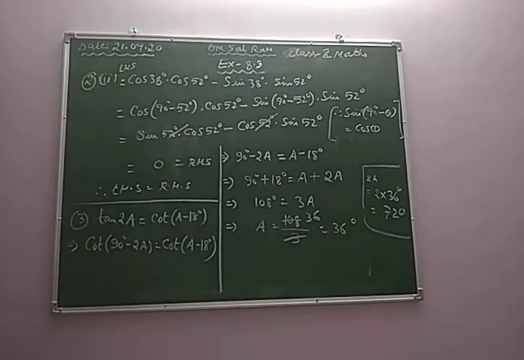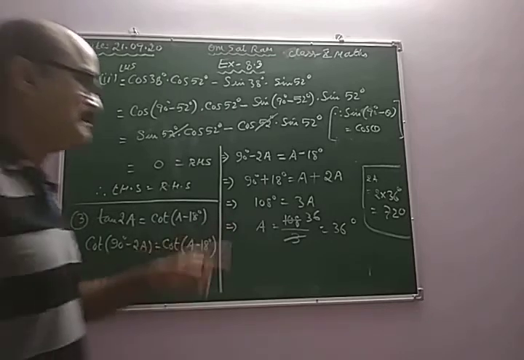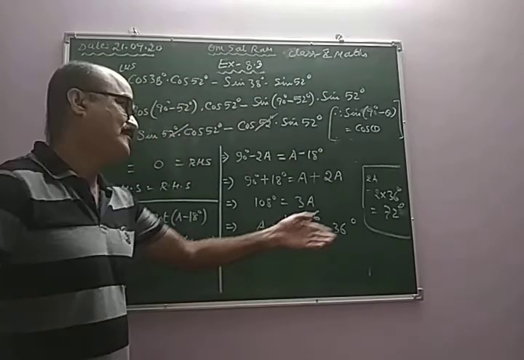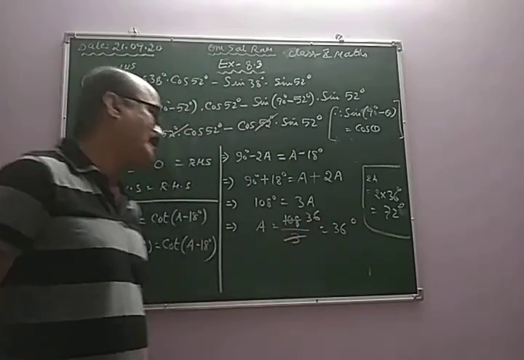What is an acute angle? An angle whose measure is less than 90 degree is an acute angle. So this is 72 degree, that is an acute angle. So this is also verifying that 2A is an acute angle. So in this way you can find the value of angle A here.